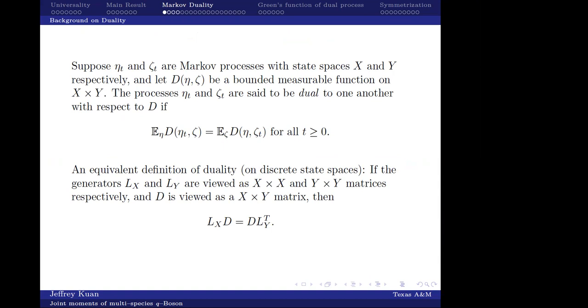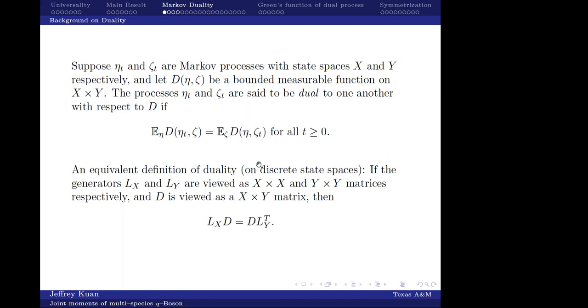Markov duality is a general property of Markov processes. So you let eta and zeta be Markov processes with state spaces X and Y, and D is some bounded measurable function. You look at the expectation of D of eta and zeta, and on this side you let eta evolve in time and you fix zeta. Here you let zeta evolve in time and fix eta. Duality just says that these two are equal for all times.